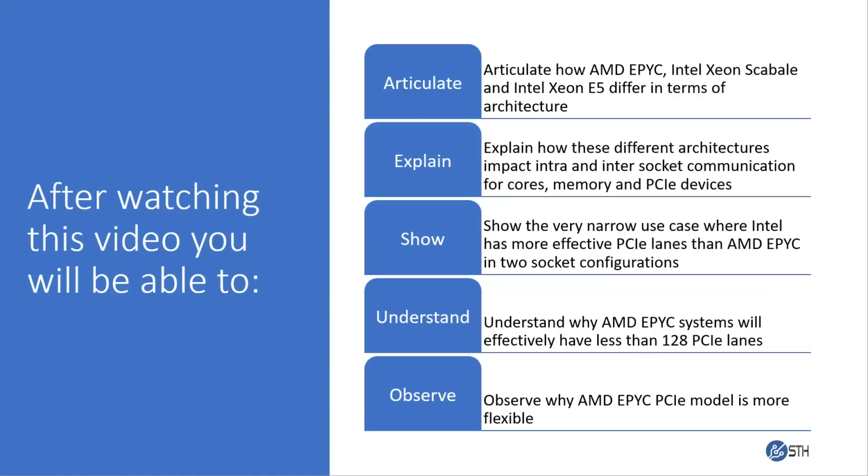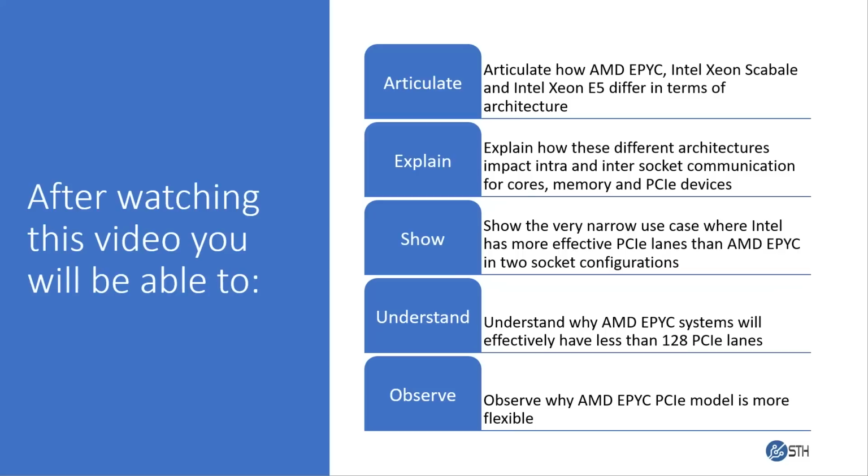After watching this video, you'll be able to articulate how the new AMD EPYC and new Intel Xeon Scalable processor architectures differ from each other, but also from the outgoing Intel Xeon E5 generations. You'll be able to explain how the different architectures impact intra and inter-socket communication. You'll be able to show a very narrow use case where Intel actually has more effective PCIe lanes in a two-socket configuration than AMD EPYC.